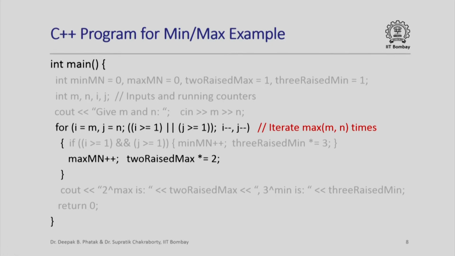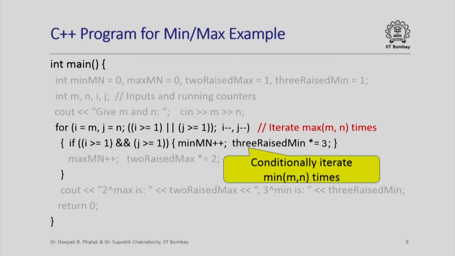Now how do we calculate min(m,n)? So this is the interesting part. I introduce this if statement inside the for statement, where I say that if both i and j are greater than or equal to 1, then I am going to increment min(m,n), and I am going to multiply 3 raised to min by 2 using this special assignment operator again.